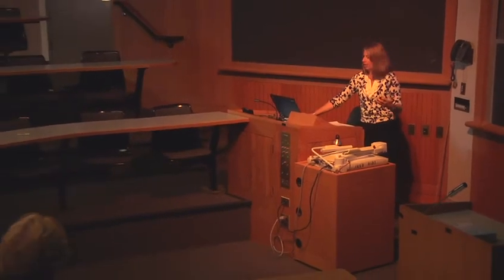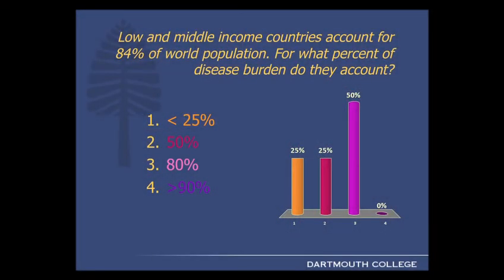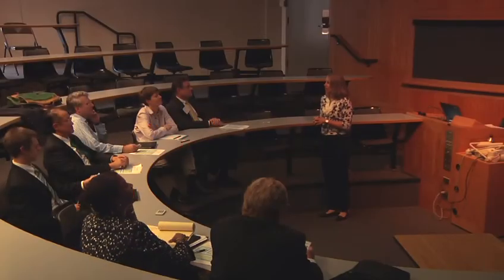So I can evaluate how well they've done the reading and even use this then as a tool for discussion by saying, low and middle income countries in the world comprise 84% of the world's population. What percent of the disease burden do low and middle income countries account for? So if you think about the burden of disease in the world as being 100%, what percent of the burden of disease is in low and middle income countries? If you think it's proportional, you might just think it's 84% because that's the 84% of the population.